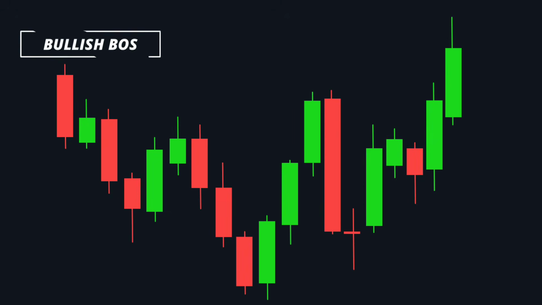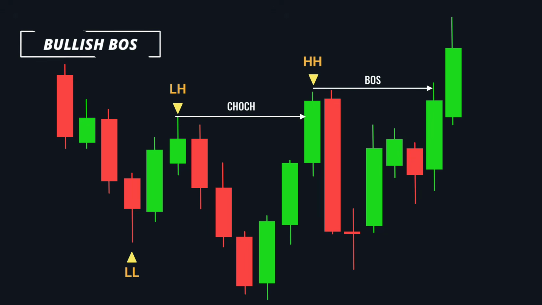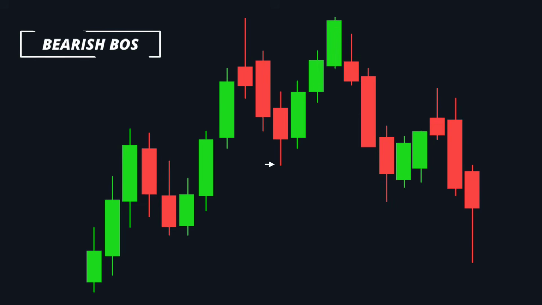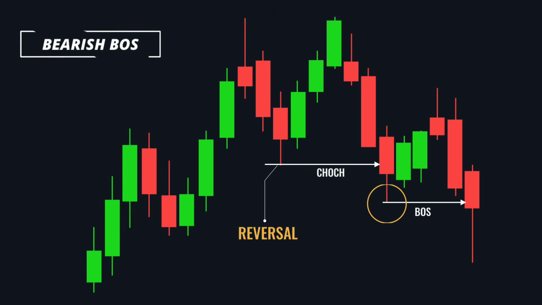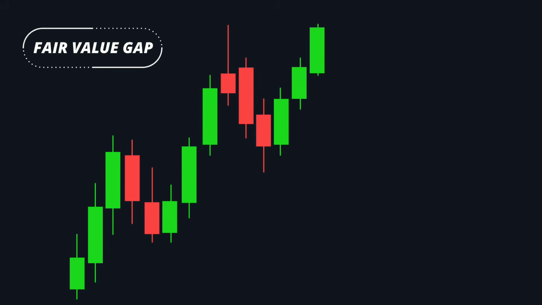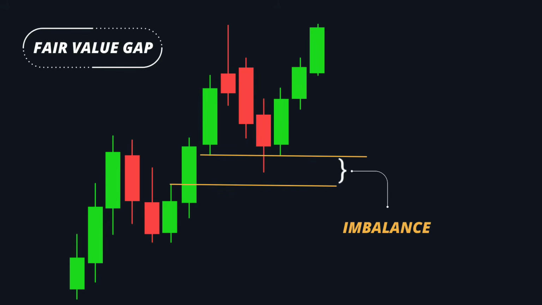Next is the break of structure, or BOS. This is what confirms continuation. In an uptrend, when price pushes and breaks above the most recent high, that's a BOS confirming bullish strength. In a downtrend, when price breaks below the most recent low, that's a BOS confirming bearish continuation. The difference is simple. CHOCH hints at a reversal. BOS confirms trend continuation.